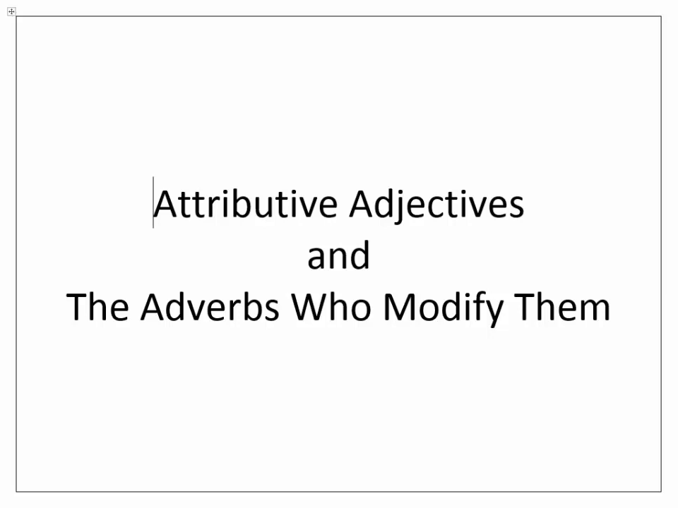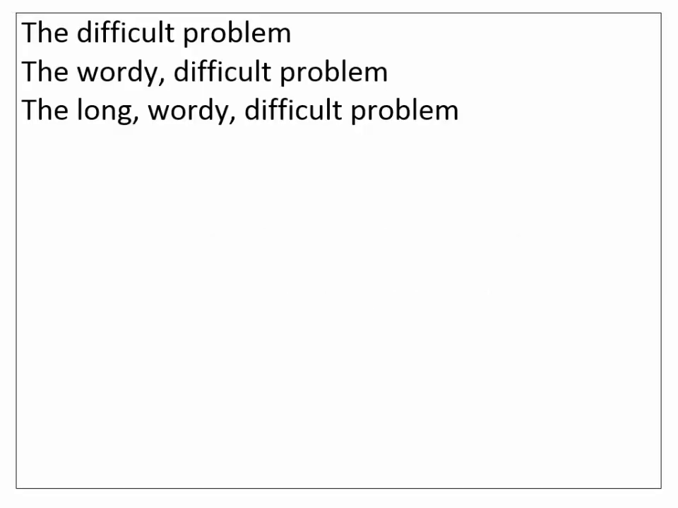So we have something like the difficult problem, where we have an adjective, difficult, modifying problem. Now one thing to note about adjectives is that you can really have more than one. You can have as many as you want. So you could say the wordy difficult problem, the long wordy difficult problem. We can see that each of these is an adjective. So seems long, how long, very long, longer, longest, wordier, wordiest, seems wordy, seems difficult, how difficult, very difficult, more difficult. Okay, so these are all adjectives, and we can keep piling them on.